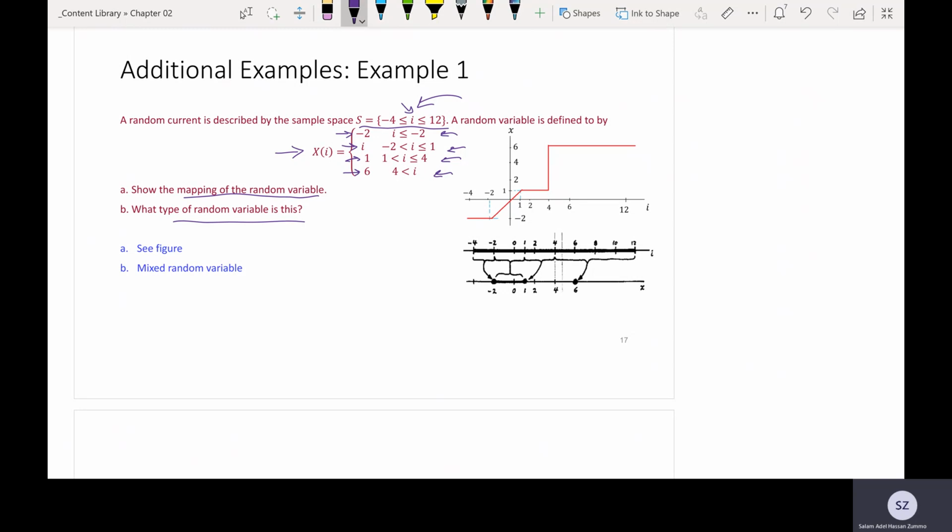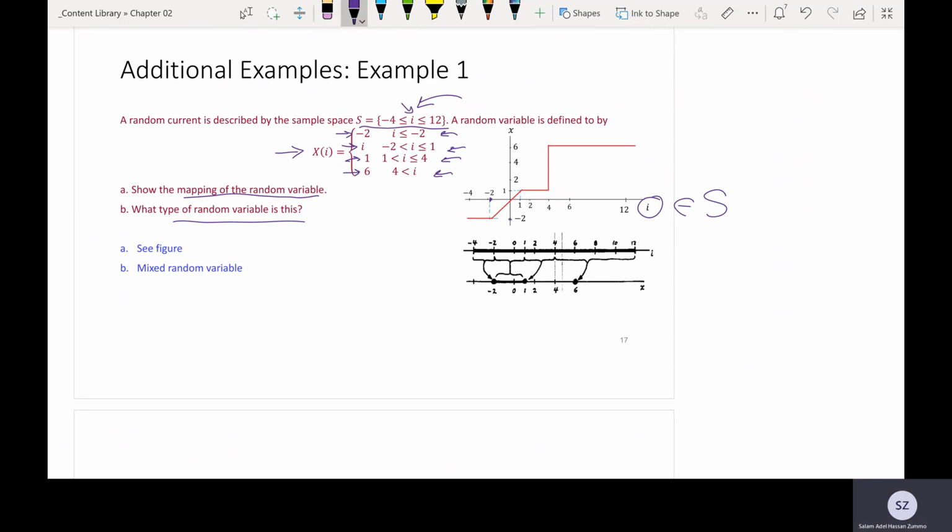So now if we would like to see the mapping between xi, which is the sample space element belonging to S, the sample space, and X. Then basically for xi less than -2, the value of the random variable is equal to -2, as you can see.